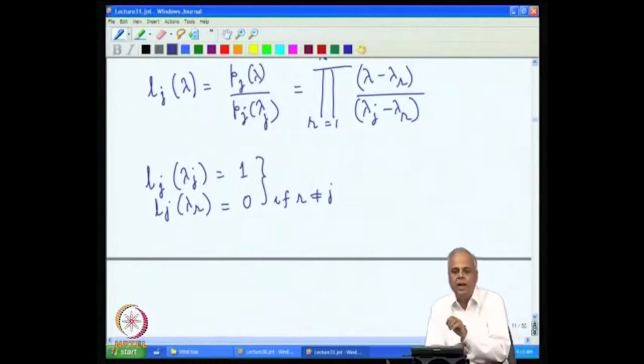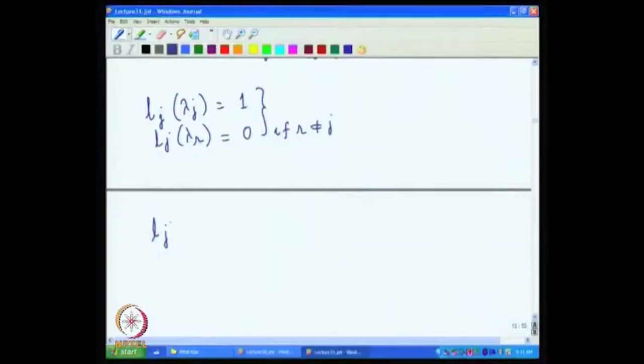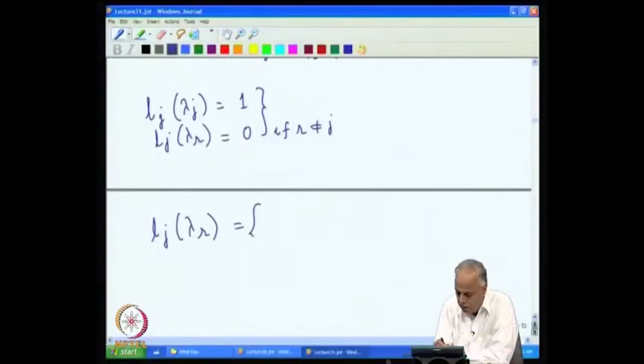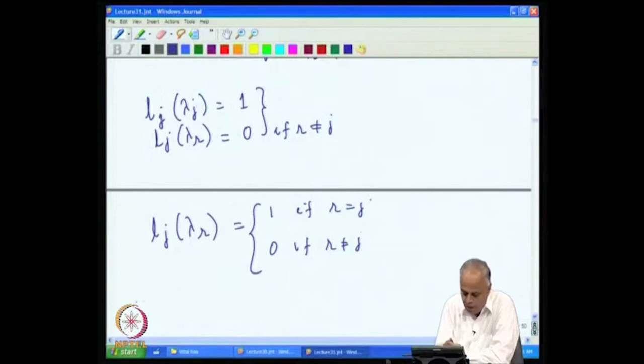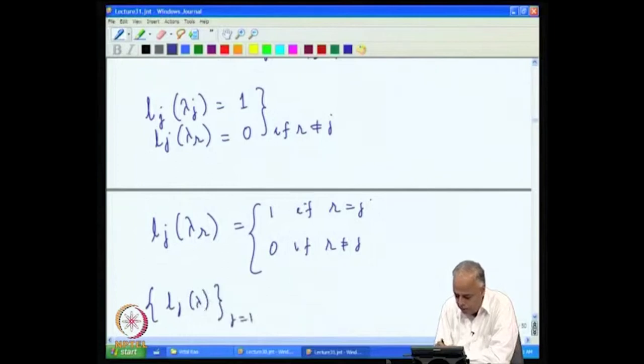If you keep moving along λ_1, λ_2, ..., λ_k, it lights up at λ_j and takes the value 1, and it is just dormant at the other λ's: 0 at λ_1, 0 at λ_2, 0 at λ_{j-1}. The moment you hit λ_j, it peaks up to 1. Again at λ_{j+1} it goes to 0, at λ_{j+2} it is 0, at λ_k it is 0. So L_j(λ_r) is equal to 1 if r equals j, 0 if r is not equal to j. So we have polynomials L_j(λ), j equal to 1, 2, ..., k.